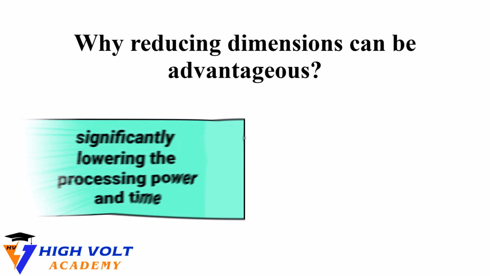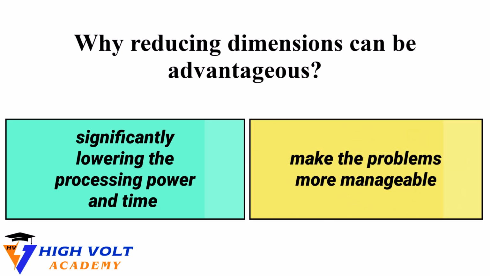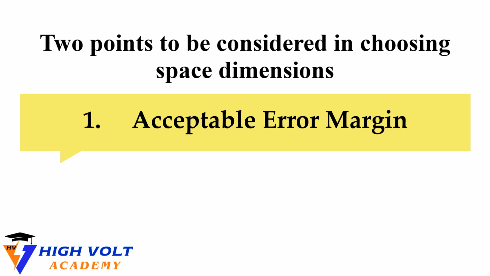By reducing the space dimension, we can significantly lower the processing power and time required for simulations. Simplifying problems to 2D or even 1D can make them more manageable without sacrificing accuracy. There are two main points to consider. First, reducing dimensions should not introduce significant errors. As engineers, we must accept and manage any minor errors introduced.